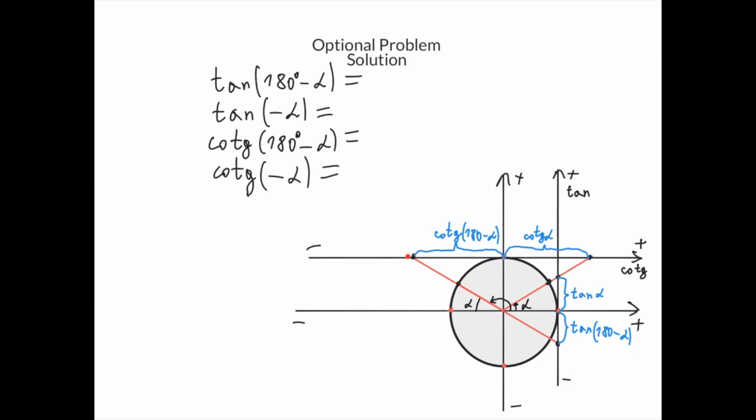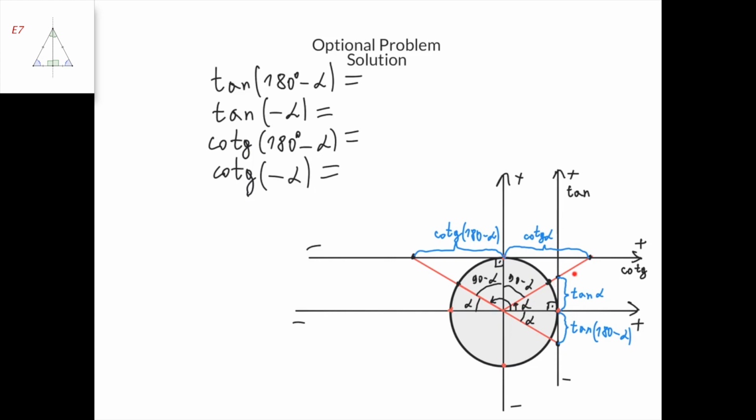And when I intersect it here with the cotangent axis, I can see that the cotangent of 180 minus alpha is this distance with a negative sign because this point is on the negative side of the cotangent axis. Notice that we also have that this line is symmetric to this line with respect to the x-axis as well, not just with respect to the y-axis. And now we can see two isosceles triangles in the picture. This triangle and this triangle.